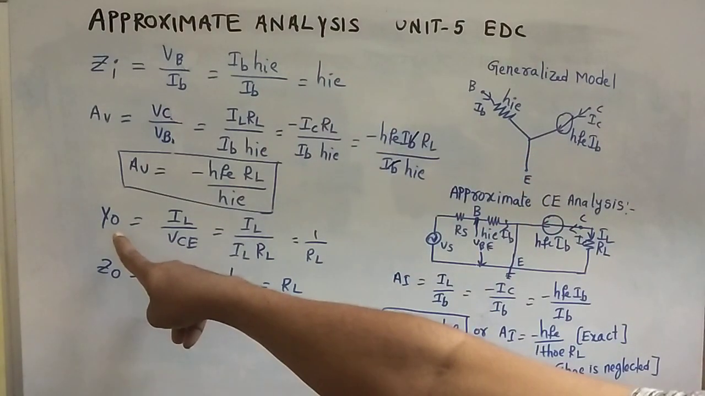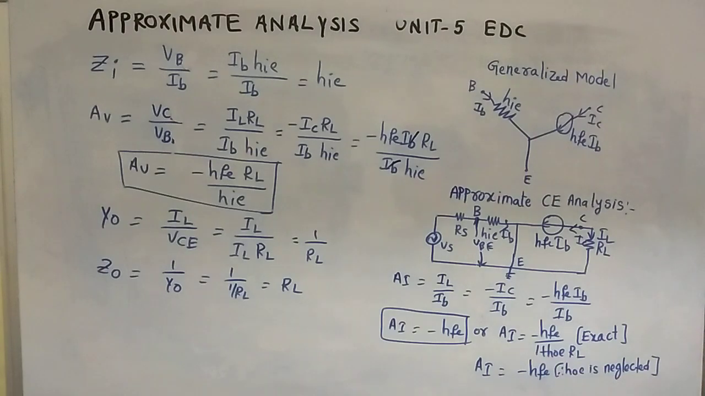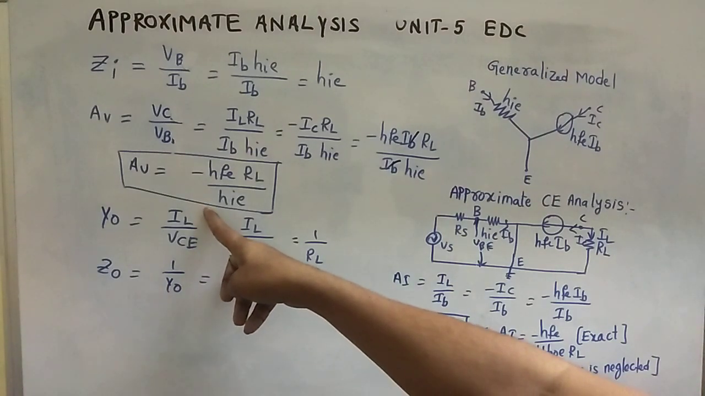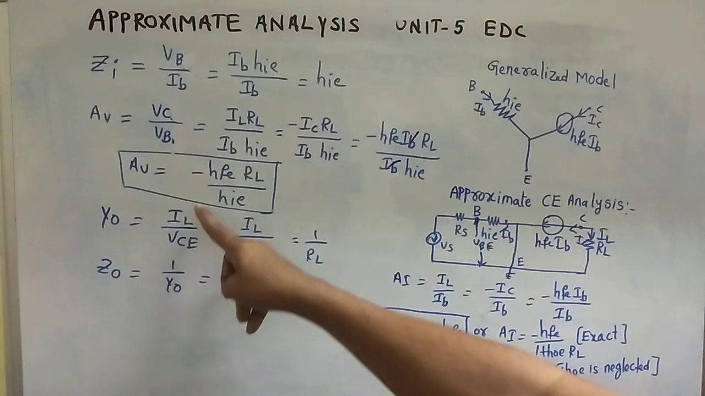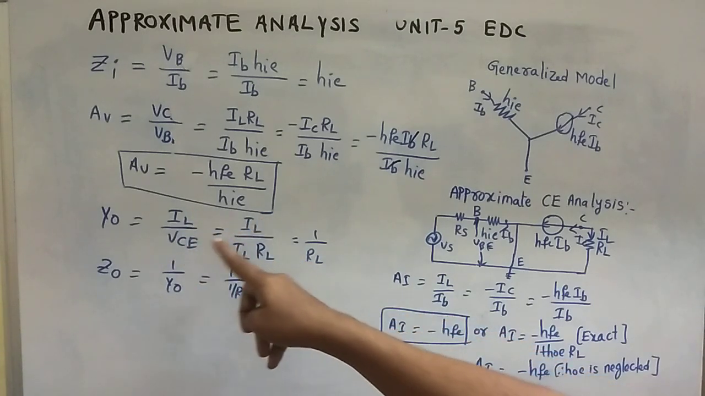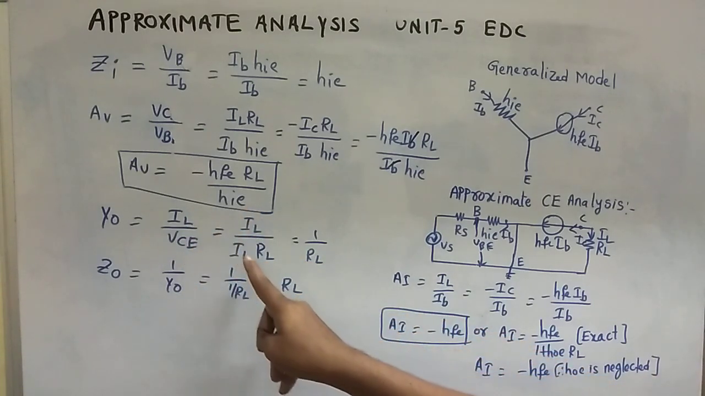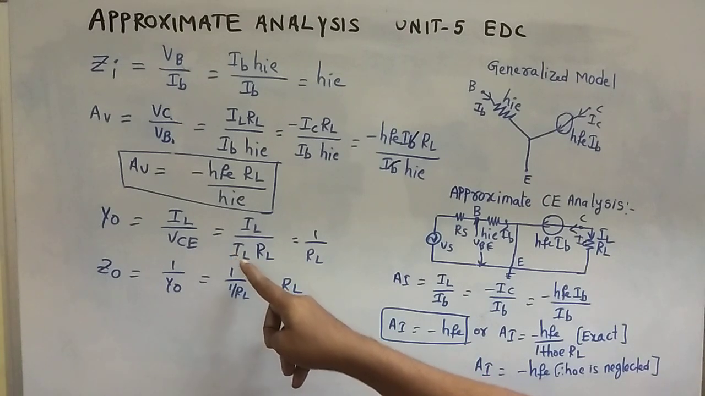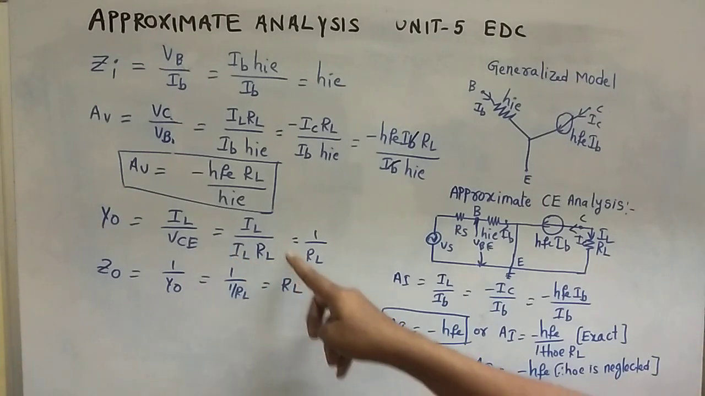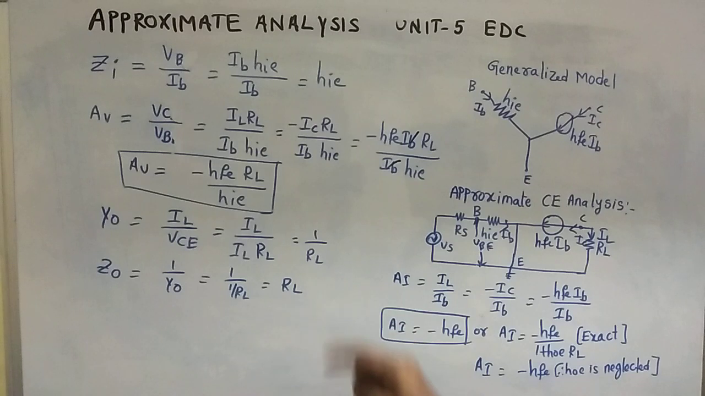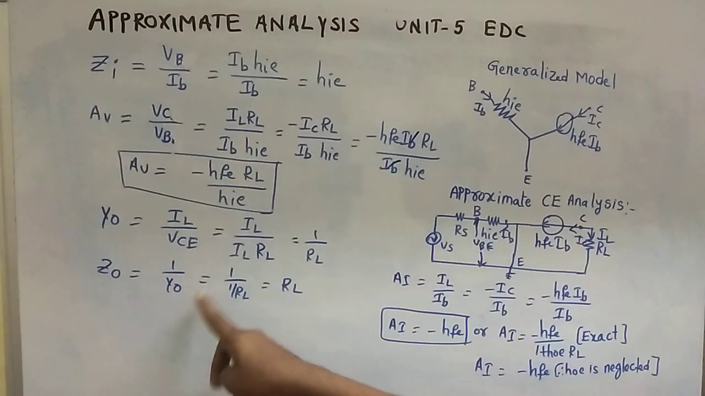Similarly, output admittance is equal to output current by output voltage, IL by VCE. V equals IR again, so IL by IL into RL. IL gets cancelled, giving 1 by RL. You may write the output admittance as 1 by RL. Otherwise, the output impedance Z0 is equal to 1 by Y0, which is equal to RL.